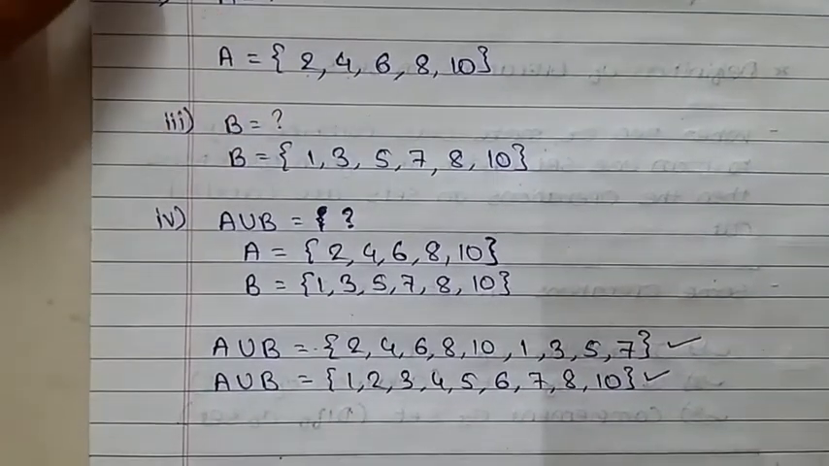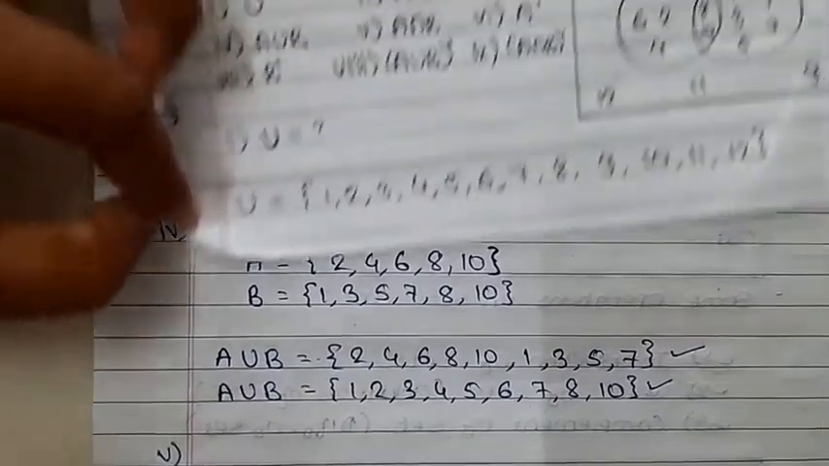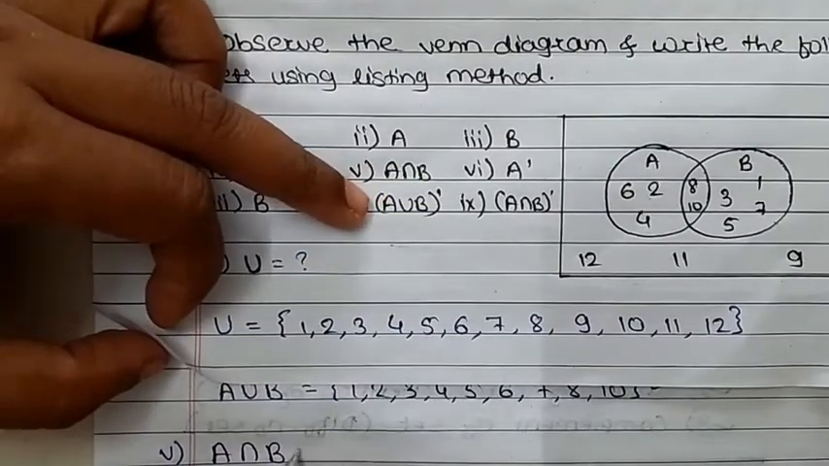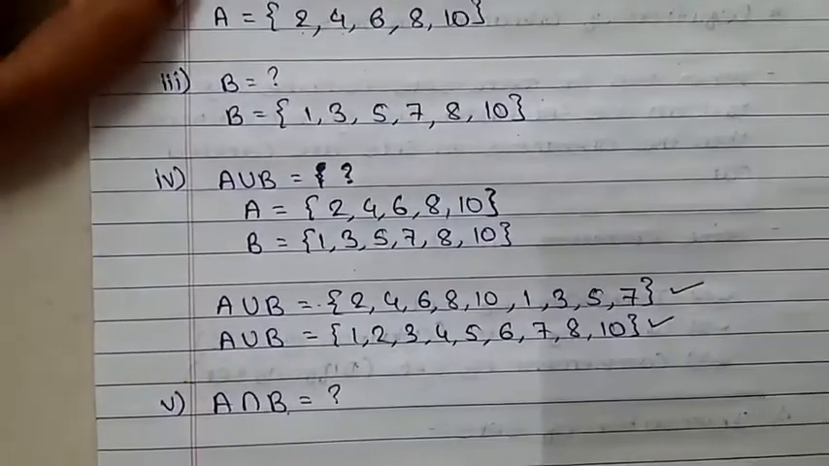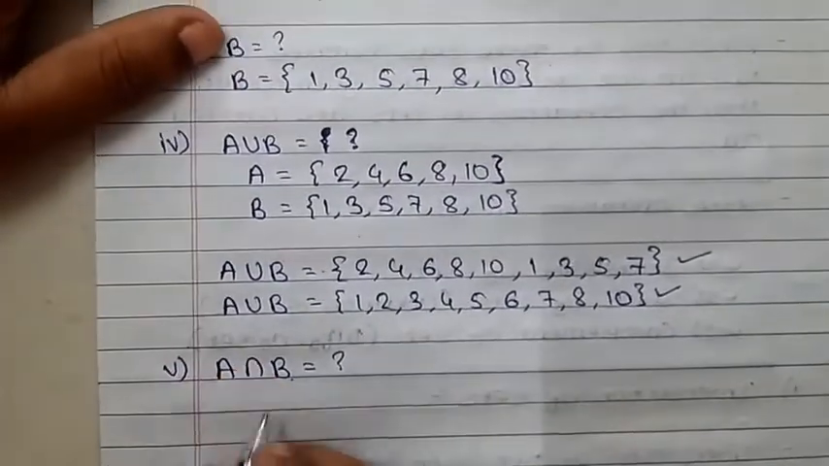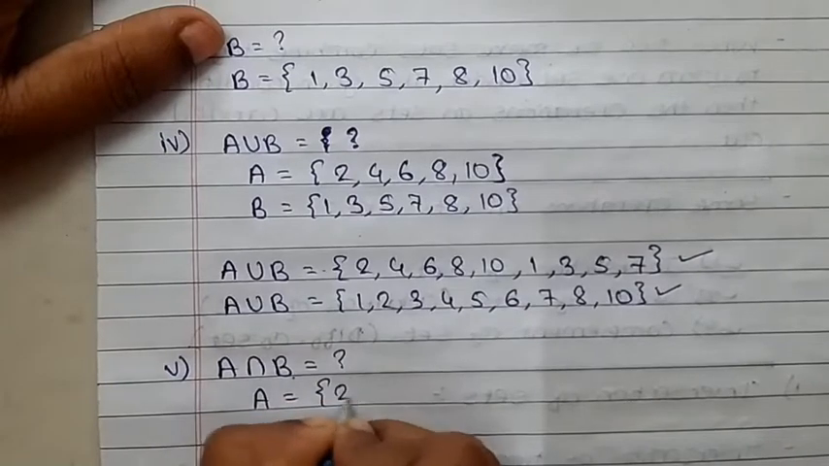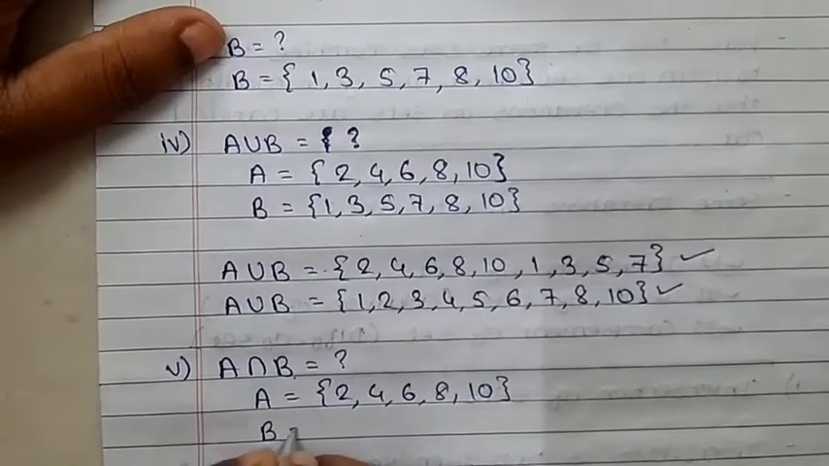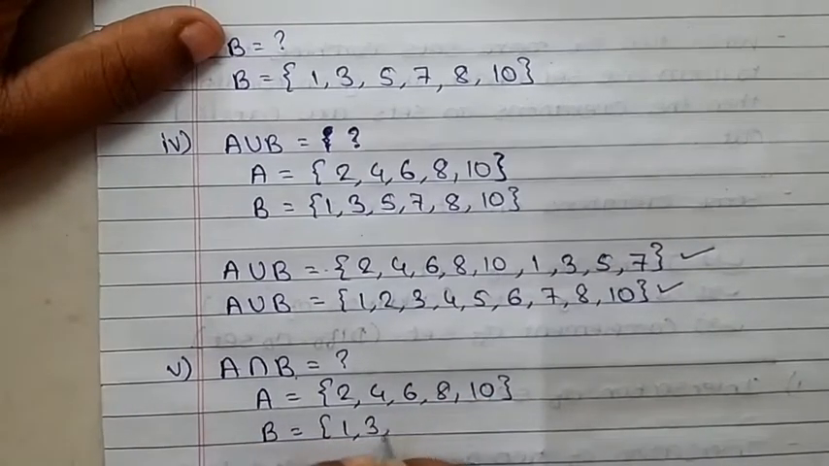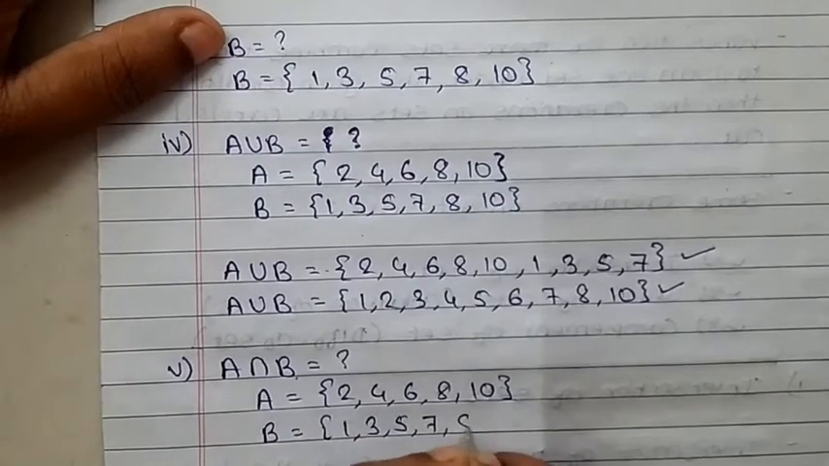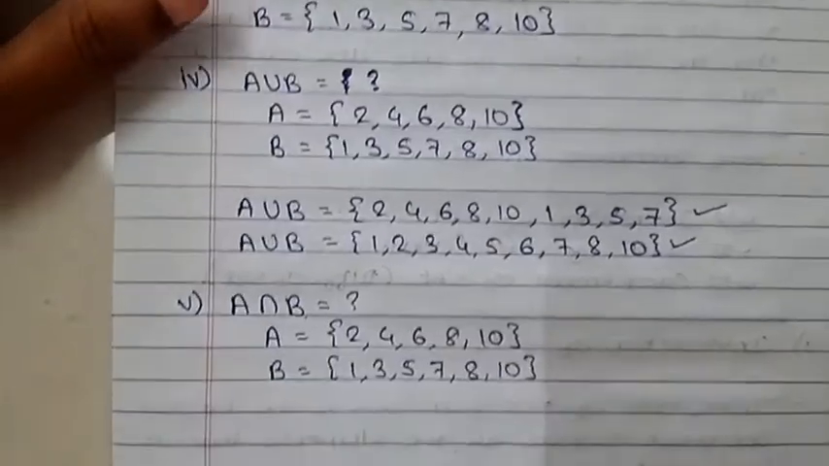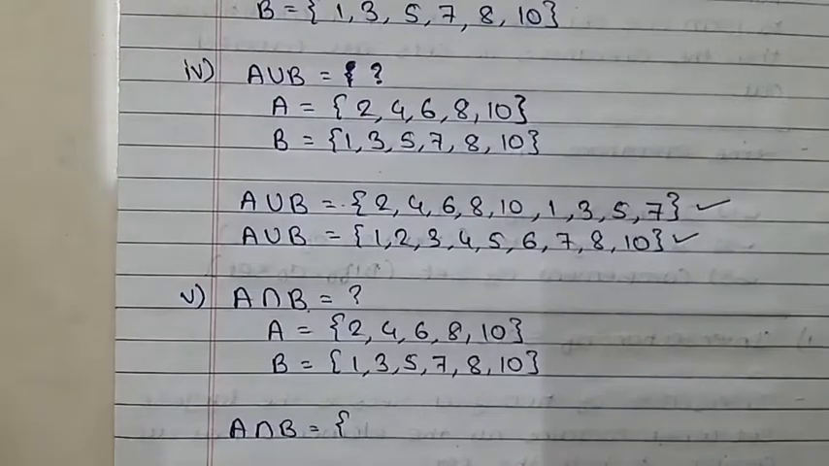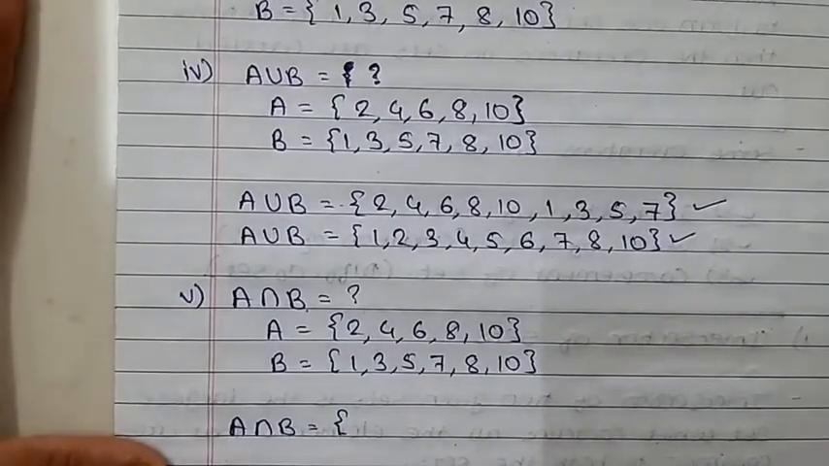Correct? Next we want to calculate fifth one, that is A intersection B. So how to calculate this? So write down set A first of all. A is equal to 2, 4, 6, 8, 10. B is equal to 1, 3, 5, 7, 8, 10. Correct? So what is meant by intersection? A intersection B, that means those elements that are common in both the sets. So write down in the intersection of that set.